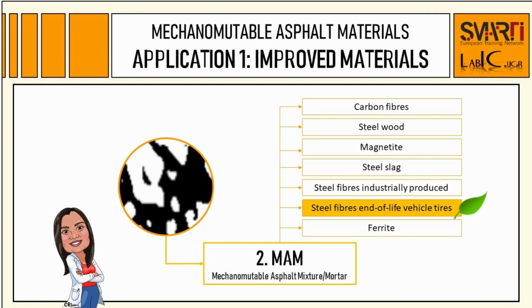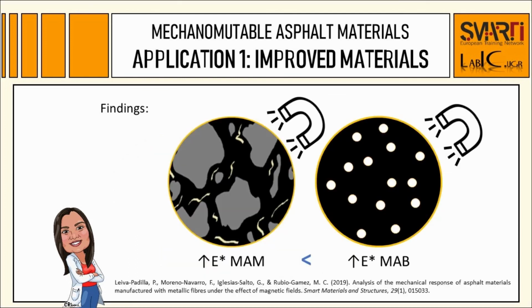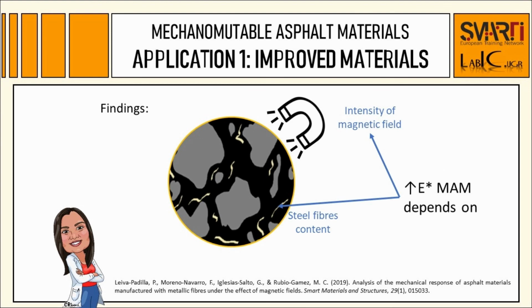So, also thinking in promoting the recycling practices, we decided to select the steel fibers obtained from the end-of-life vehicle tires. From this study, we found that the change in the modulus reached at the mortar scale is lower than the one reached at the binder scale. The increase in the dynamic modulus by the activation in the magnetic fields depends on the intensity of the magnetic field applied and the content of metallic fibers used.